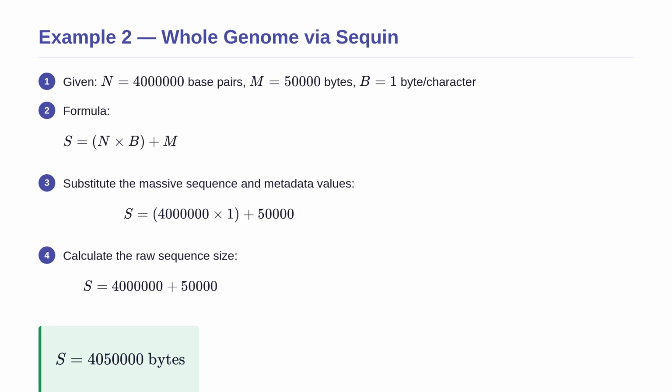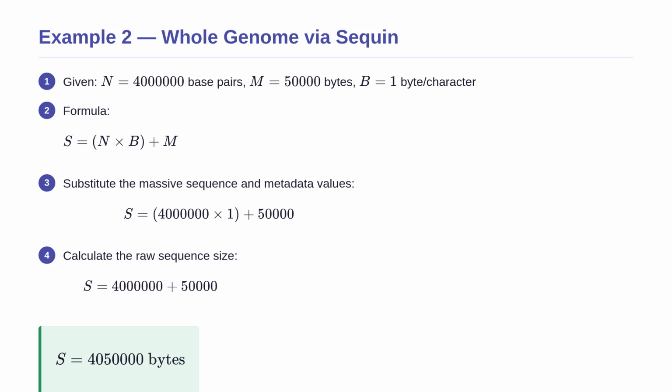Having seen a small submission, let us apply the same equation to a much larger dataset. A team has completely sequenced the genome of a novel E. coli strain. The genome is 4 million base pairs long, and the extensive metadata amounts to 50,000 bytes. We substitute n equals 4 million, b equals 1, and m equals 50,000 into our formula.